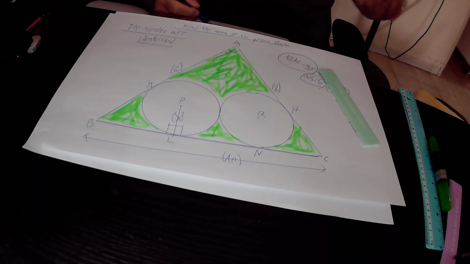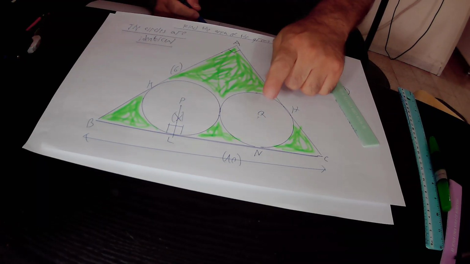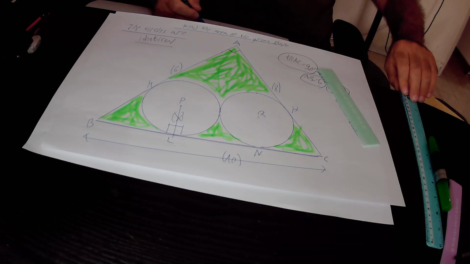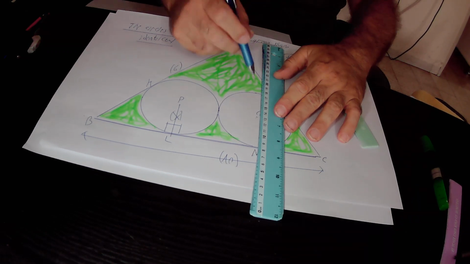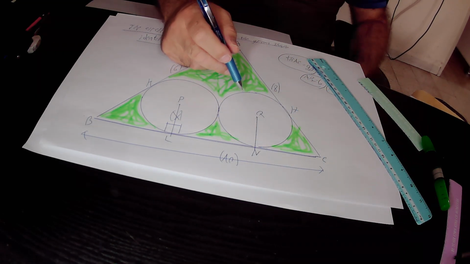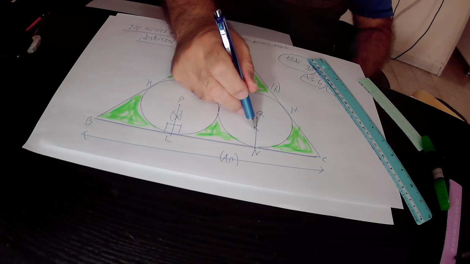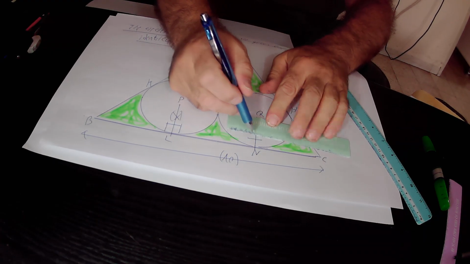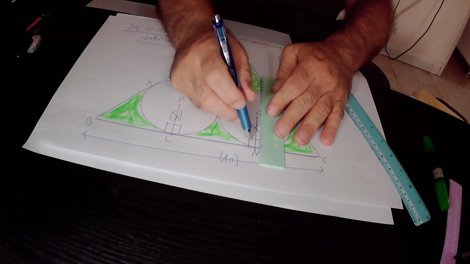Likewise, we join points Q and N together by a straight line. Again, point N is the point of tangency of BC with this circle. QN is of course the radius of this circle, equal to x. And according to the same rule, this angle equals 90 degrees, and this angle also equals 90 degrees.